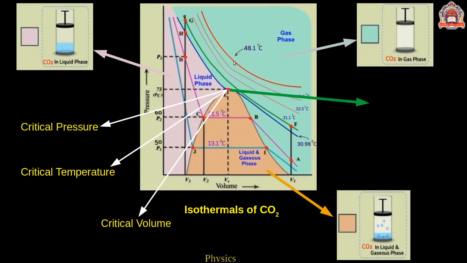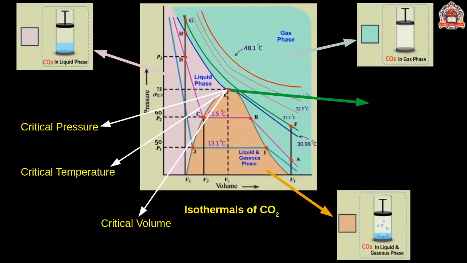Above the critical temperature, such as 32.5 degrees centigrade, the isothermals exhibit a kink but never show a horizontal region. This shows that the compressibility of the gaseous mass is extraordinarily high. Initially, the rate of decrease of volume with increase of pressure is high, which decreases in the neighborhood of the critical point.